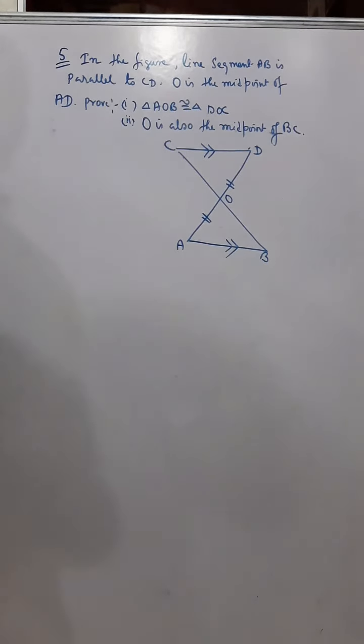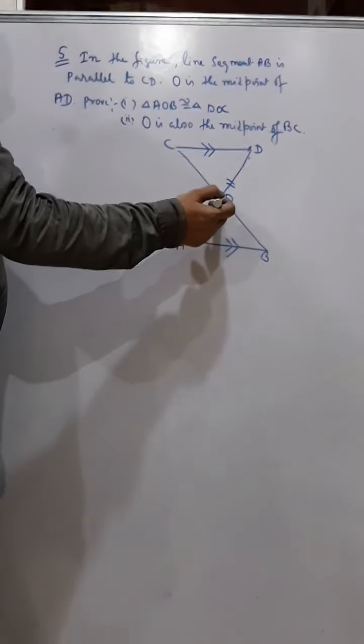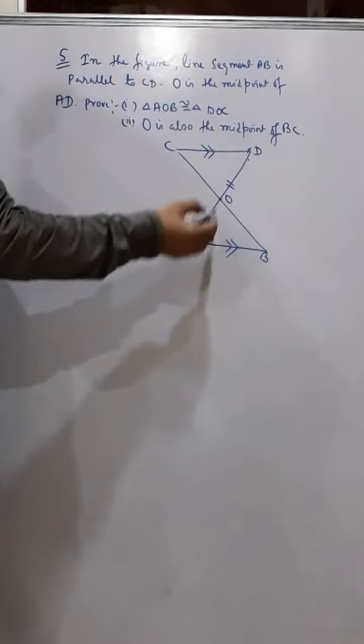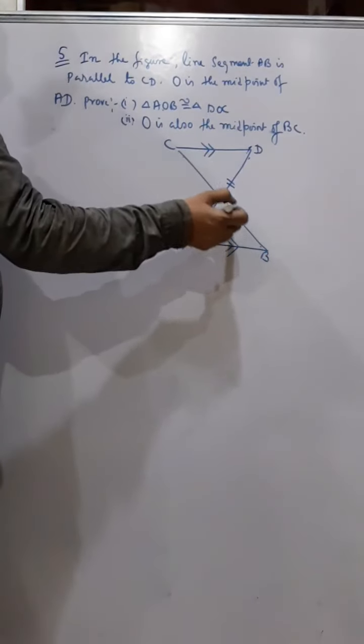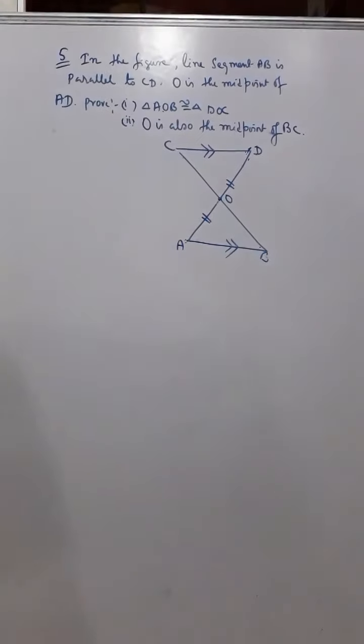Okay, now in the sum they told in the figure line segment AB is parallel to CD, so these two lines are parallel, and O is the midpoint of AD. So O is the midpoint of AD means that AO will be equal to OD. We have to prove these two triangles are congruent. The first thing we have to prove is AOB is congruent to COD, and the second thing, naturally BO will be equal to OC if these two triangles are congruent, so that is O is also the midpoint of BC. That also we have to prove.